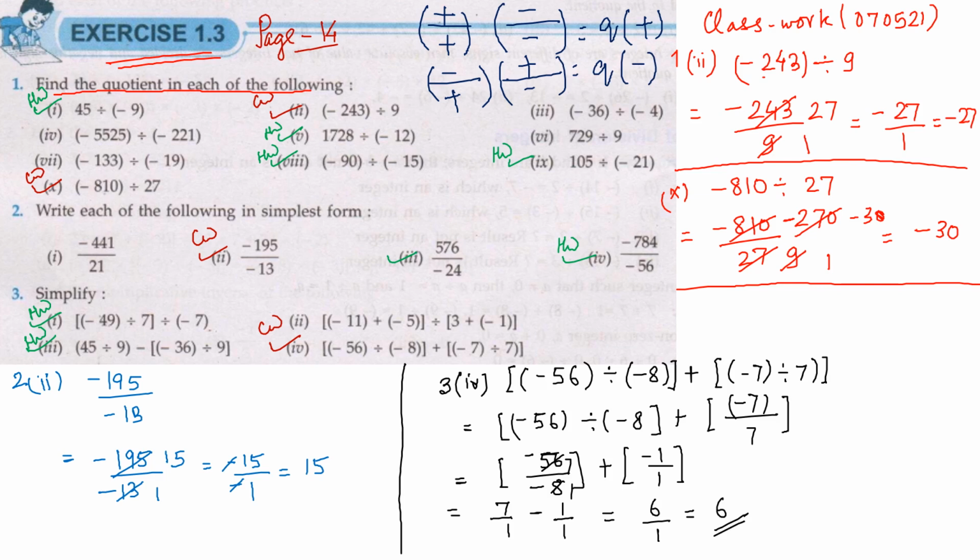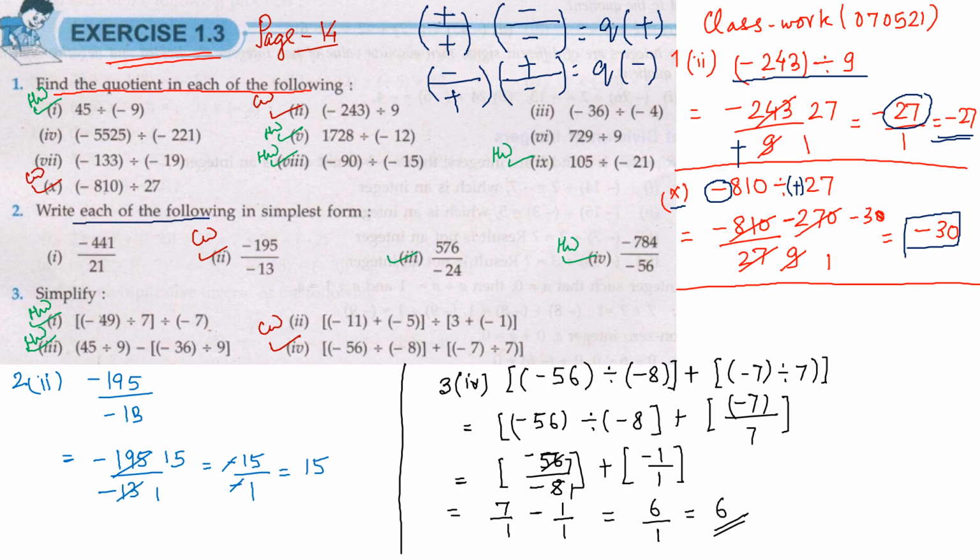So question number 1, subpart 2 is done here. Minus 243 divided by 9, when you divide, you will get the quotient as 27. Now since one of them has a minus sign and another has a plus sign, the quotient will have a minus sign, minus 27. Next, minus 810 and plus 27. 810 has a minus sign, 27 doesn't have any sign, it means it has a plus sign. So after dividing, you'll get the answer as 30 and it will have a negative sign.